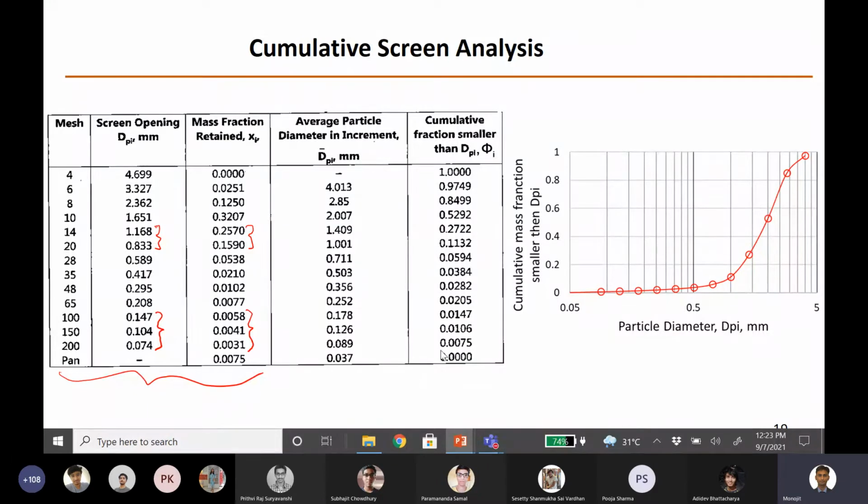For mesh number 200, the screen opening size is 0.074, and the mass fraction of the particle retained on this screen is 0.0031. The particle retained on pan, which is smaller than the 200 mesh screen, is 0.0075. Now when I'm writing the cumulative mass fraction, it's 0.0075 only. It's the previous one. Now when I write it for 150, it should be the summation of these two: 0.0075 plus 0.0031. That will give you this value.